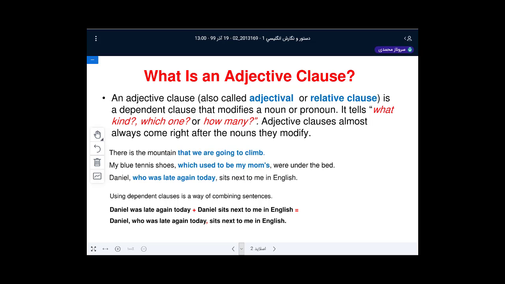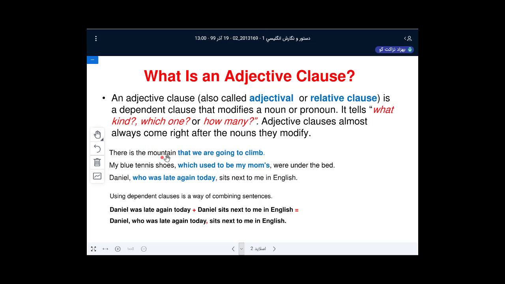There is the mountain that we are going to climb. As you see here, "there" is initiating the sentence, but it is not the subject. Actually, it is an expletive, which fills the place of the real subject in the sentence. The subject of the sentence is the mountain. When we initiate the sentence with here, there, and over, we have the inversion. So the subject goes immediately after the verb.